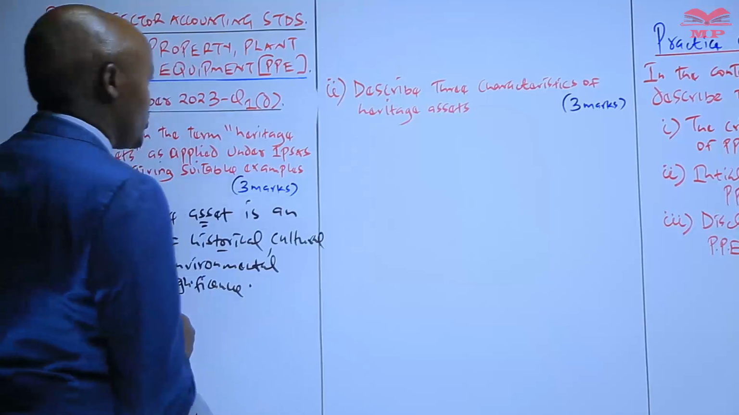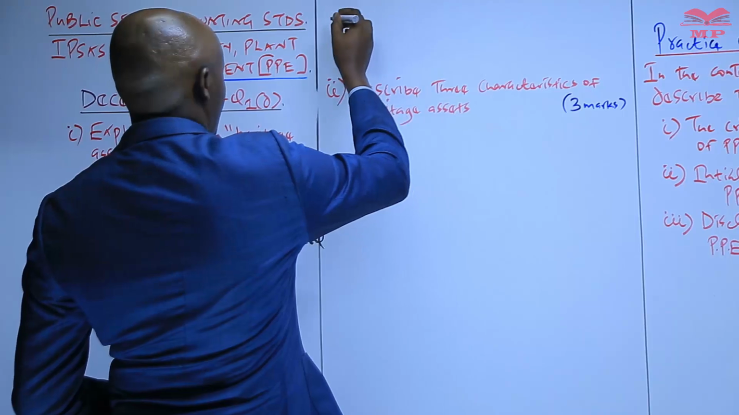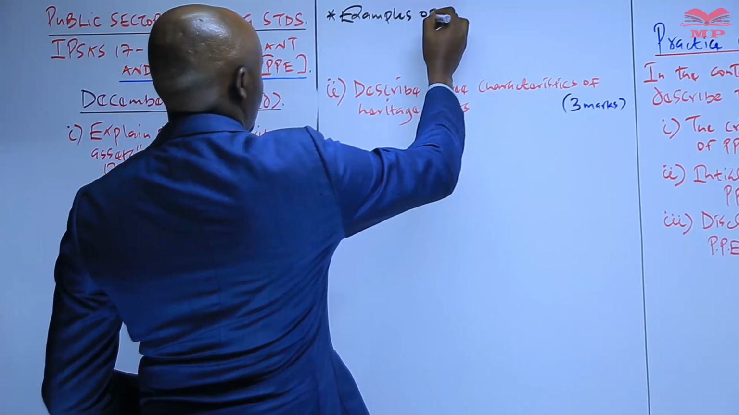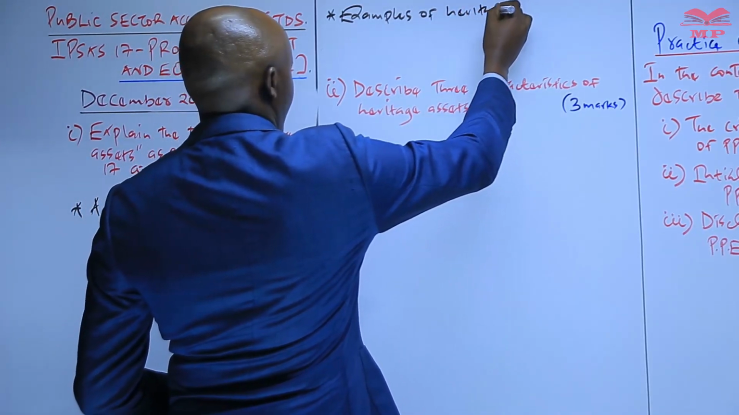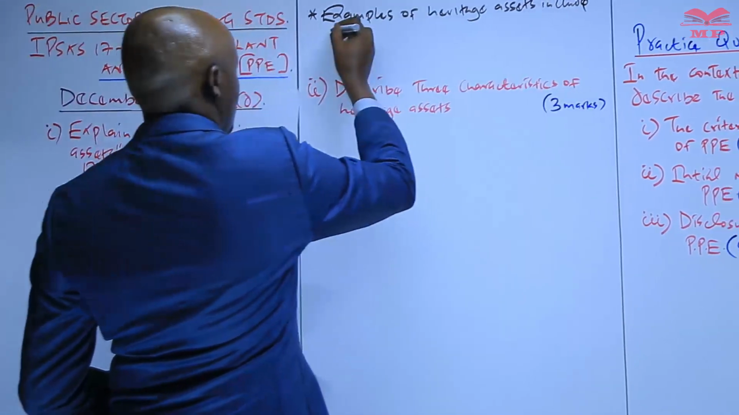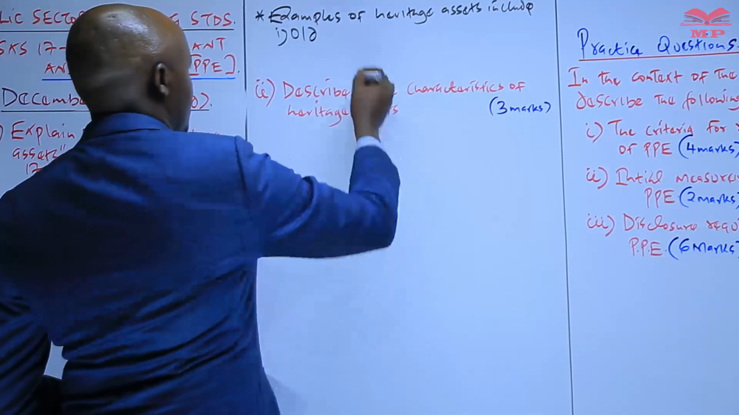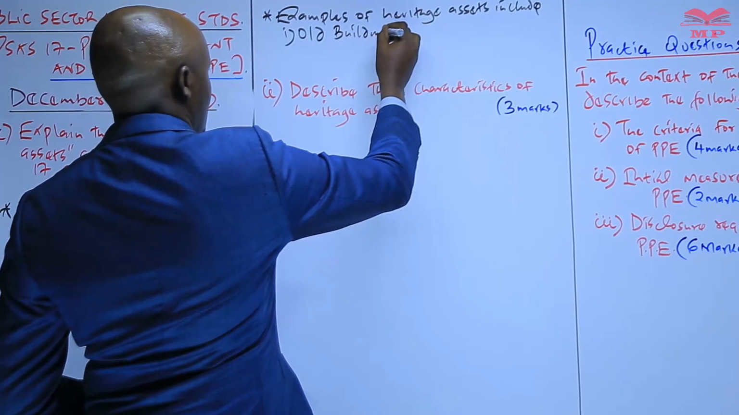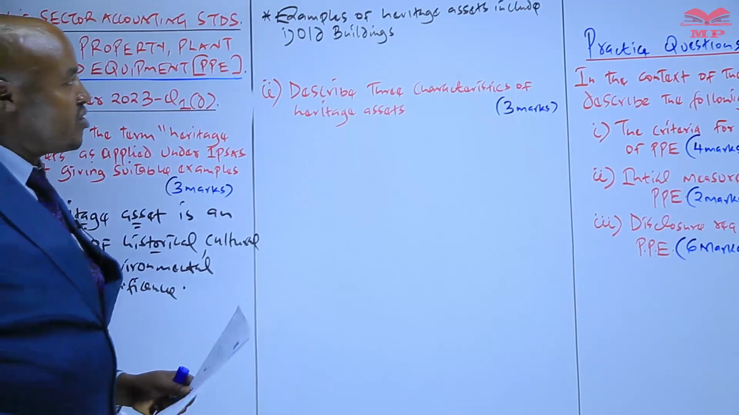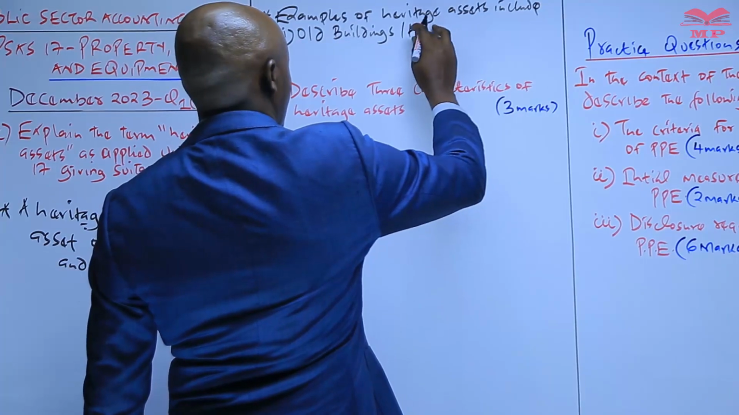Now, what are good examples of heritage assets? Examples of a heritage asset include, number 1, the old buildings. So basically, this is a good example of what we refer to as a heritage asset. In other terms, you can also refer to this as historical buildings.